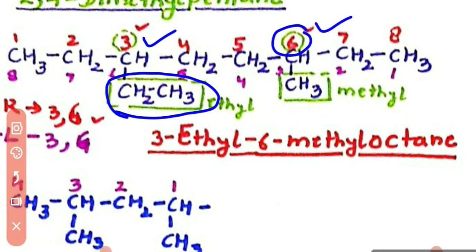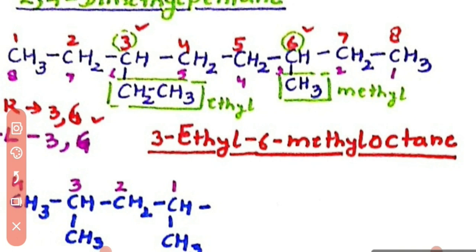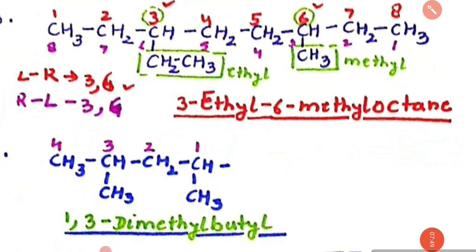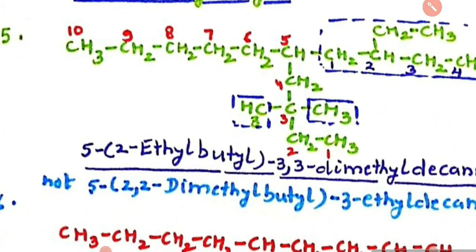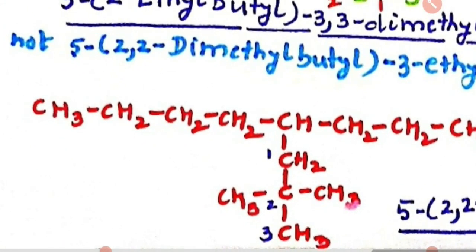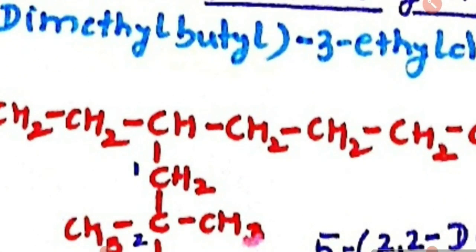Since the lowest locant rule does not decide whether the numbering should be done from left to right or right to left, because from both sides we get the same pair of locants, we have to follow the alphabetical order. It means ethyl should be given a lower number as compared to methyl, and while arranging the substituents in the form of prefix, we should always follow the alphabetical order. Now let us take another example.